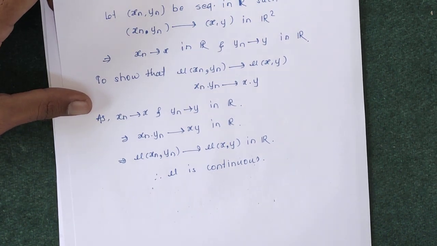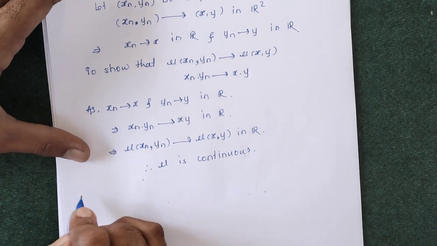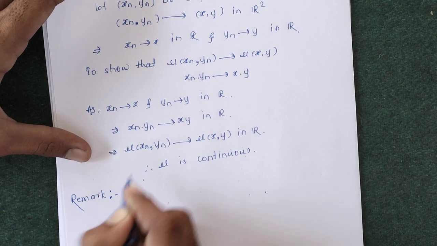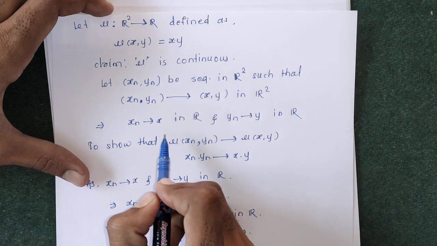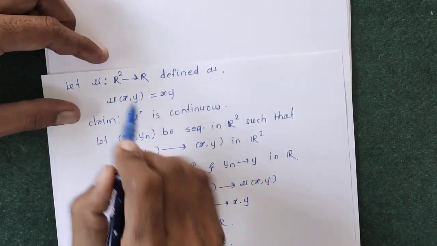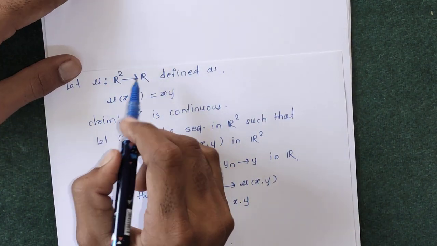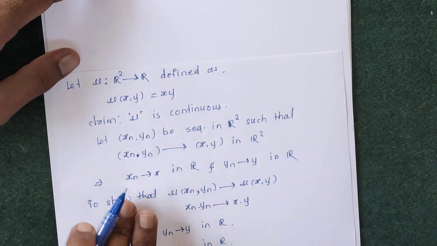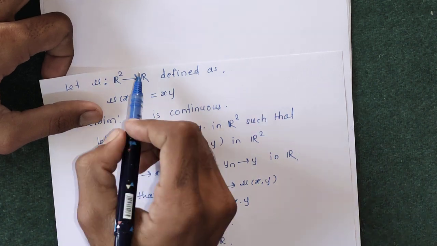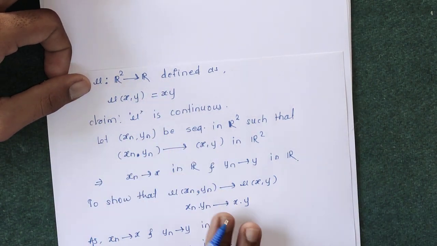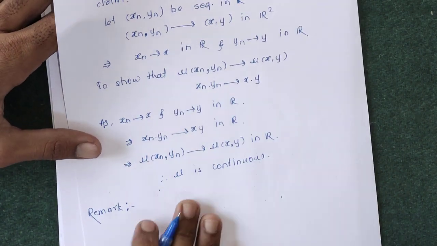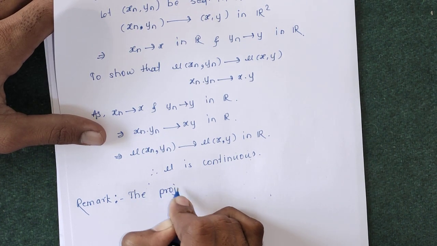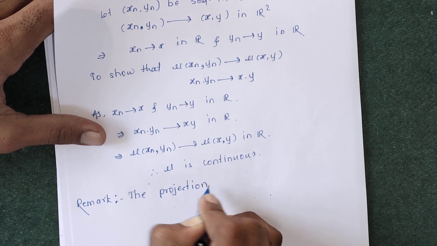So, this is the solution of the given example. Now, one remark is that you can prove similarly to this example. Here we have seen that functions from R square to R are continuous. So, we can generalize this result: R raised to n to R is also a continuous function, and this mapping from R raised to n to R is called the projection map.